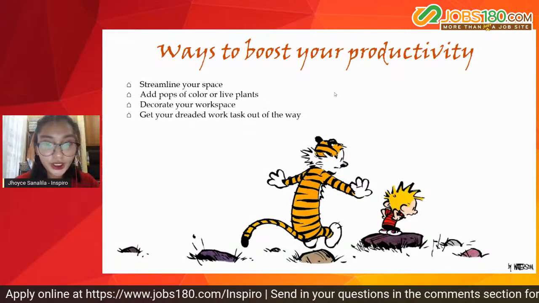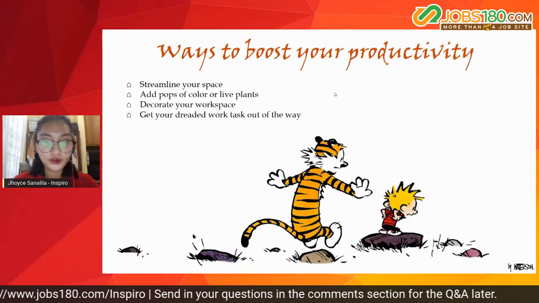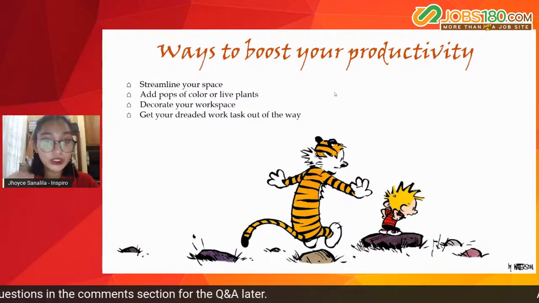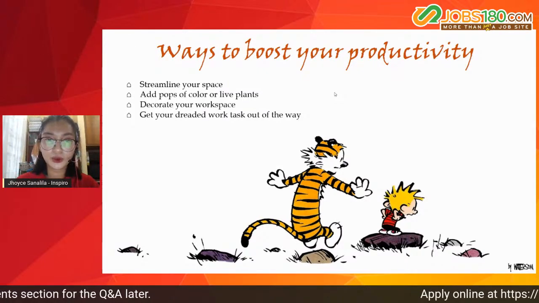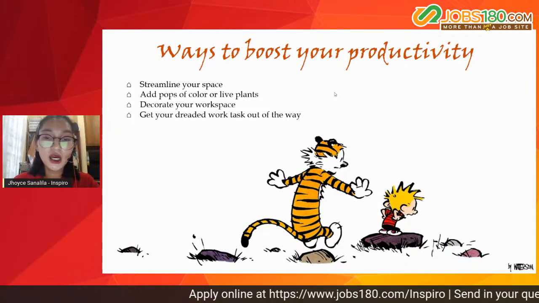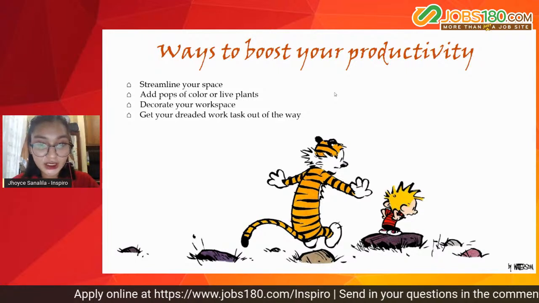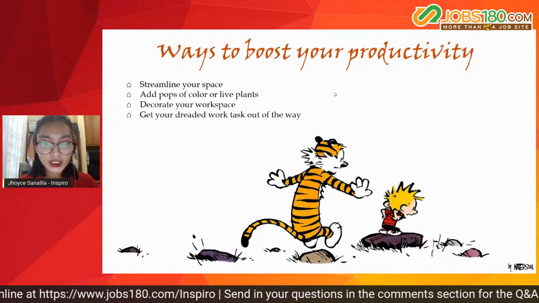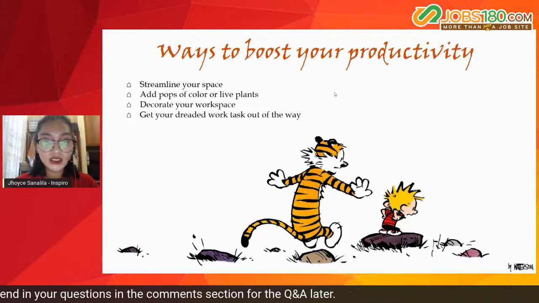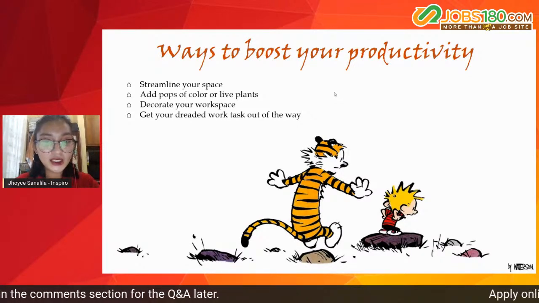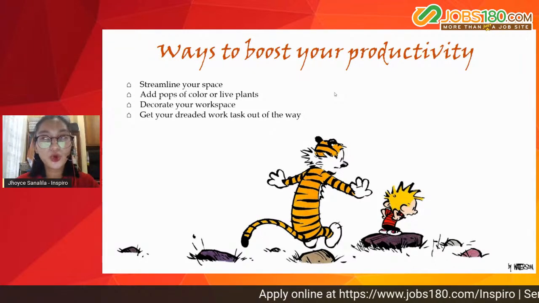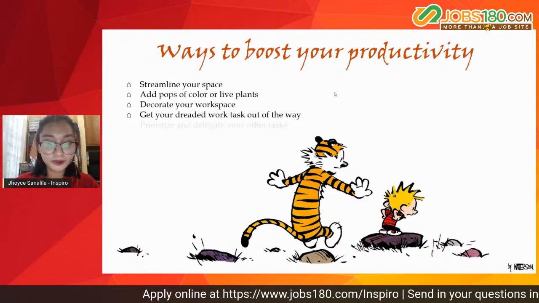Next is get your dreaded tasks out of the way. Everyone has at least one task on the to-do list that keeps getting pushed back, because the thought of doing it seems awful. That task is the one you should complete first instead of waiting until the last minute to finish it. Get it off your plate as soon as possible. Your other tasks will seem less daunting by comparison, and you'll stop stressing about that one task all day, making you more productive overall.